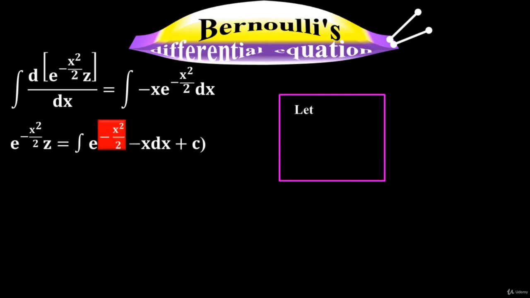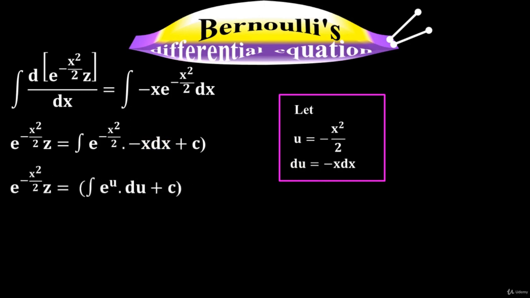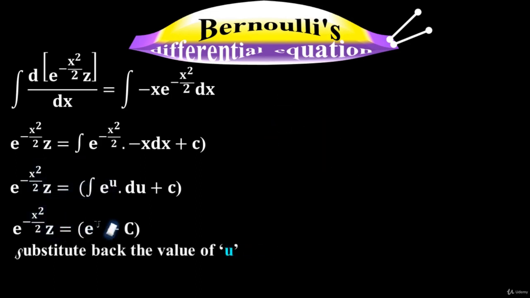Again, to integrate e to the minus x square over 2, let me do some substitution. Let minus x square over 2 equal u. Take derivative on both sides to have du equals minus x dx. Replace minus x square over 2 by u and minus x dx by du. So the new equation is e to the minus x square over 2 times z equals integral of e to the u du plus c. Integral of e to the u is actually e to the u. Substitute back the value of u. So I have now e to the minus x square over 2 times z equals e to the minus x square over 2 plus c.